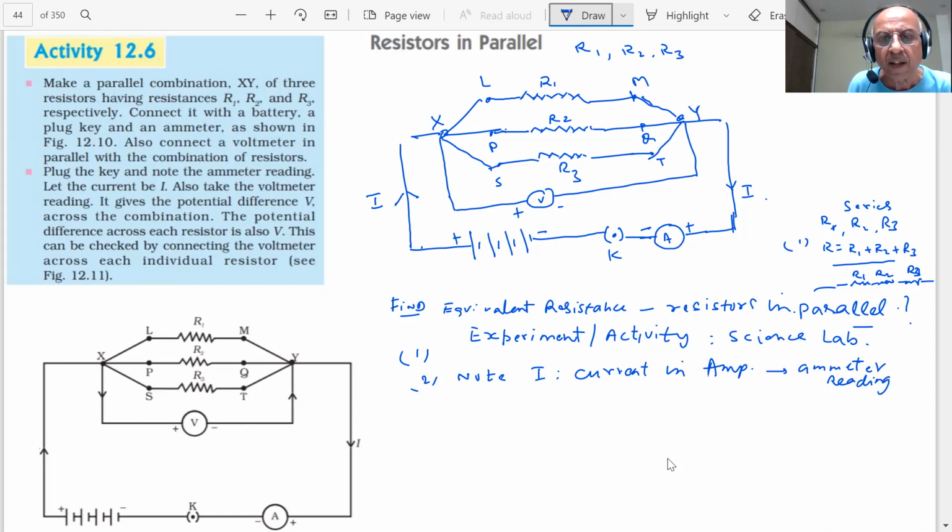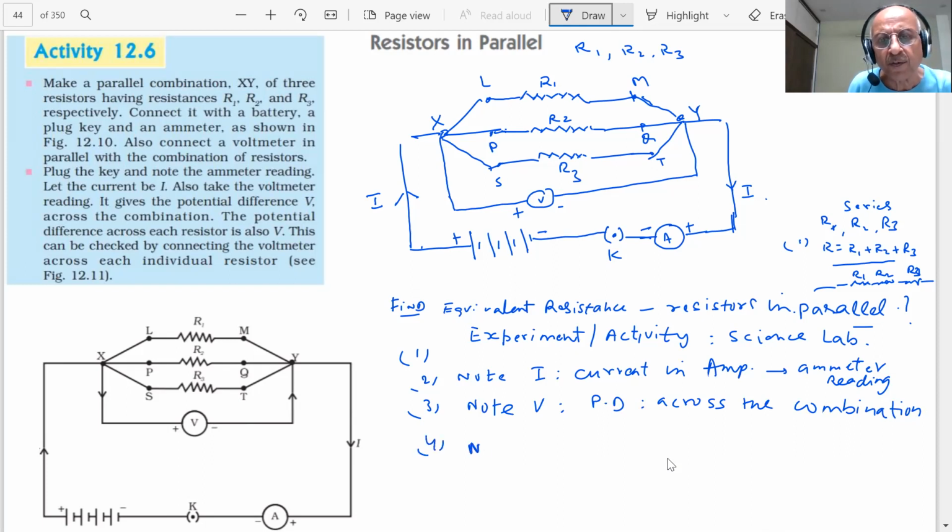Third, I will note V, as in this case V, that is the potential difference. I will note down the potential difference across the combination. Combination means the 1, 2, 3 combination. This is across the combination.